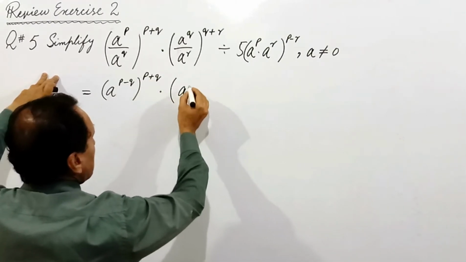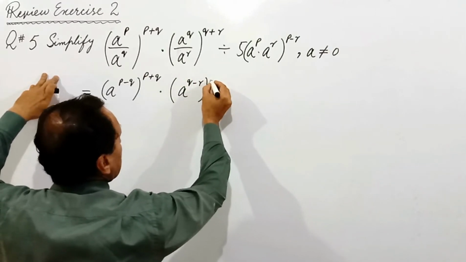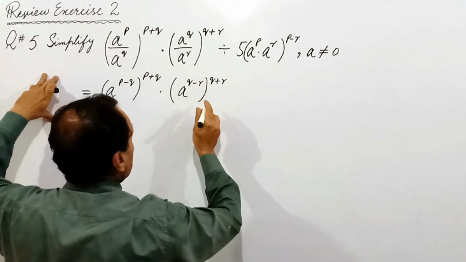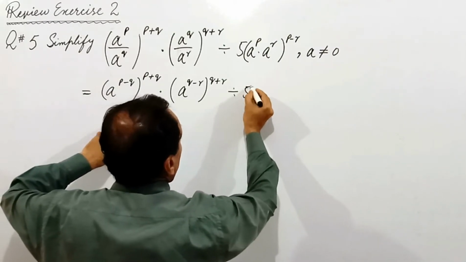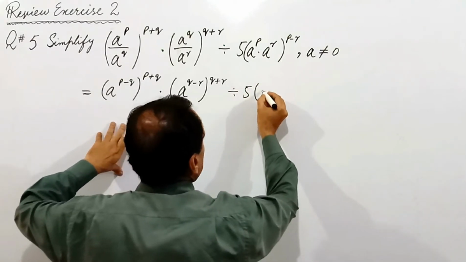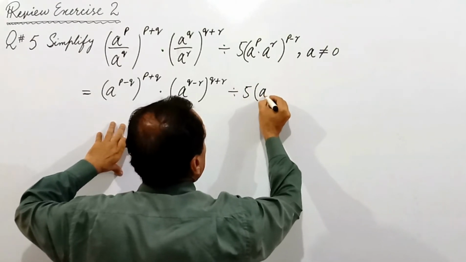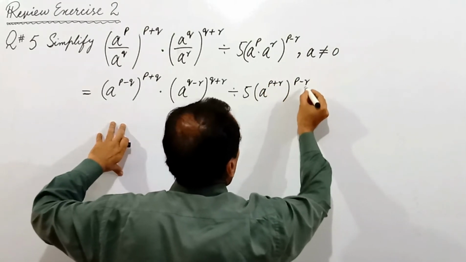A raised to power q minus r, according to the law of quotient power with the same base, q plus r whole, divided by 5. We apply the law of sum of powers as these values are in product form. So the bases are same, the powers are added: a raised to power p plus r, whole power p minus r.